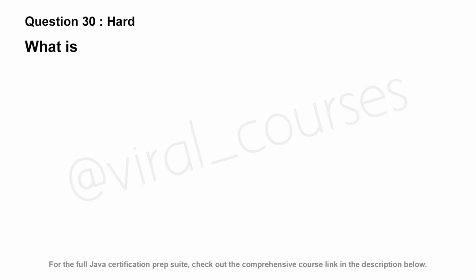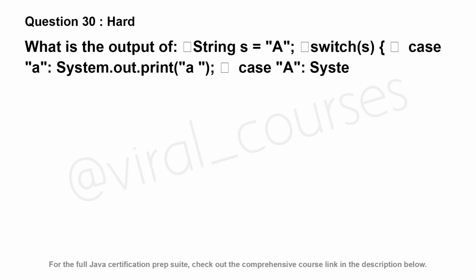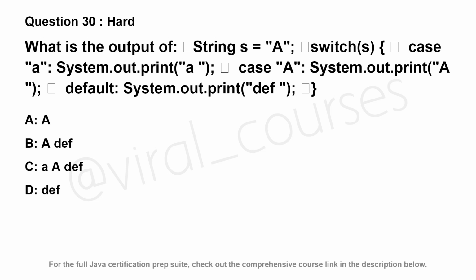What is the output of String s equals "A"? switch (s) { case "a": System.out.print("a"); case "A": System.out.print("A"); default: System.out.print("def"); } Option A, A. Option B, Adef. Option C, def. Option D, adef.